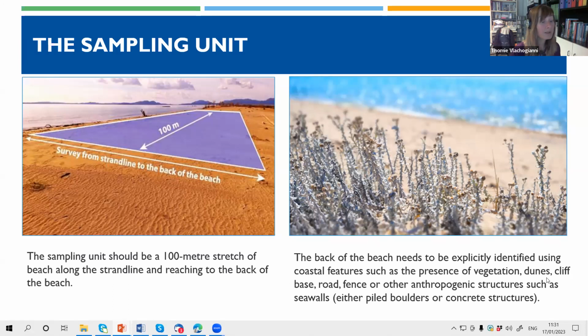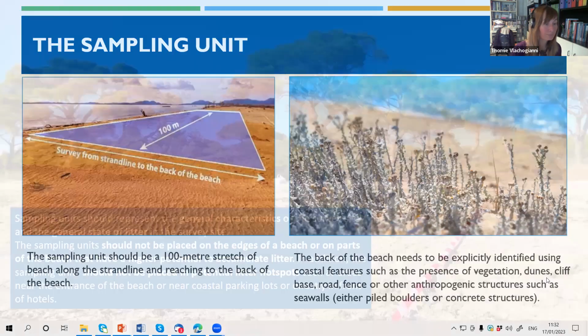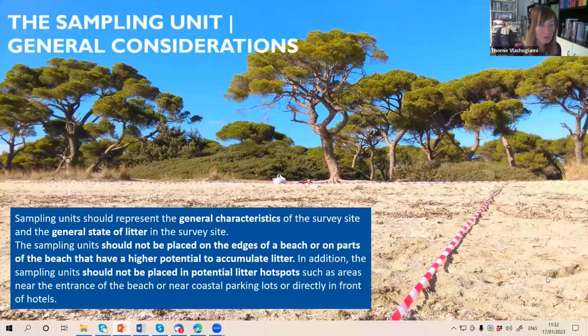For example, the back of the beach is identified using coastal features such as the presence of vegetation, dunes, cliffs, or a road or a fence or any other anthropogenic structure such as seawalls. In the example on the right-hand side, you can see that the end of the beach is defined by the presence of vegetation. And here, for example, you can also see that it is defined by the presence of trees and vegetation.